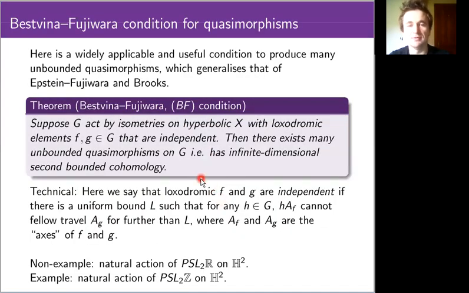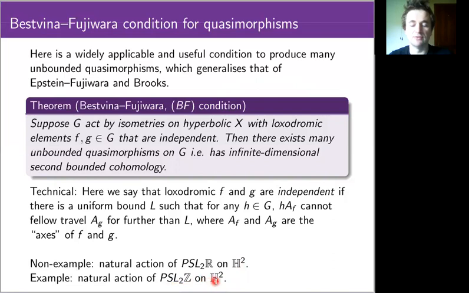So what's an example, or what's a non-example rather, of an action that doesn't satisfy the Bestvina-Fujiwara condition? We can take the group PSL2R that acts by isometries on the hyperbolic plane. Now, if you take any two loxodromics in PSL2R, they have geodesic axes, but there's always an h that takes this axis to this axis, and therefore they fellow travel forever. And so any two loxodromics can't be independent in PSL2R.